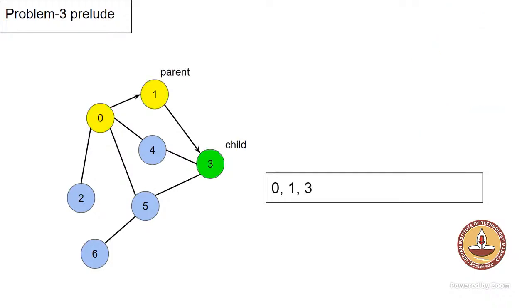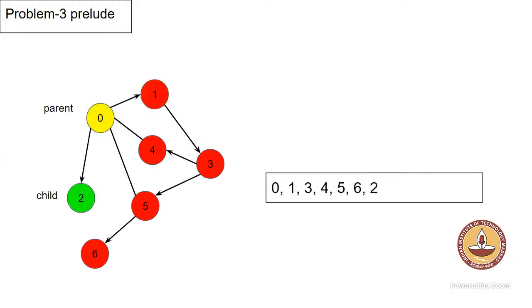So the same thing, 0, 1, 3. And from 3 we'll go to 4. From 4, nothing, everything is visited. So we'll go back to 3. And from 3 we'll go to 5. And from 5 we'll visit 6. From 6, nothing is left. So we'll go to 5. And from 5, nothing is left. So we'll go back to 3. From 3, nothing is left. We'll go back to 1. From 0, we'll get 2.